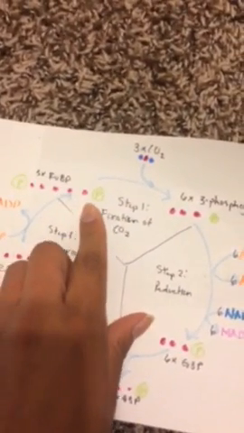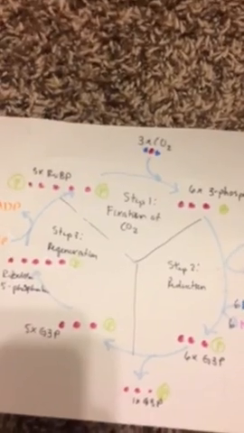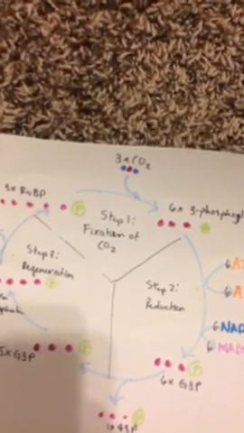And this happens. CO2 is fixated onto ribulose bisphosphate by RuBisCO. RuBisCO is an enzyme. Well, the full name is RuBP carboxylase oxygenase, and that sticks the CO2 onto the RuBP.